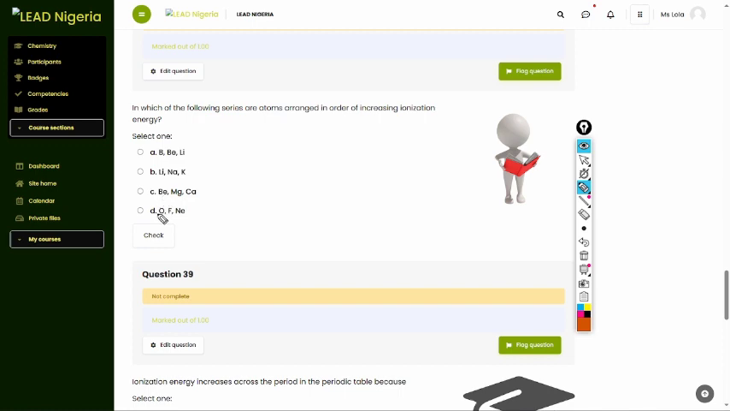So lithium, sodium, and potassium. Lithium, sodium, and potassium all belong to group 1, but they belong to different periods. So lithium belongs to period 2, sodium belongs to period 3, and potassium belongs to period 4.